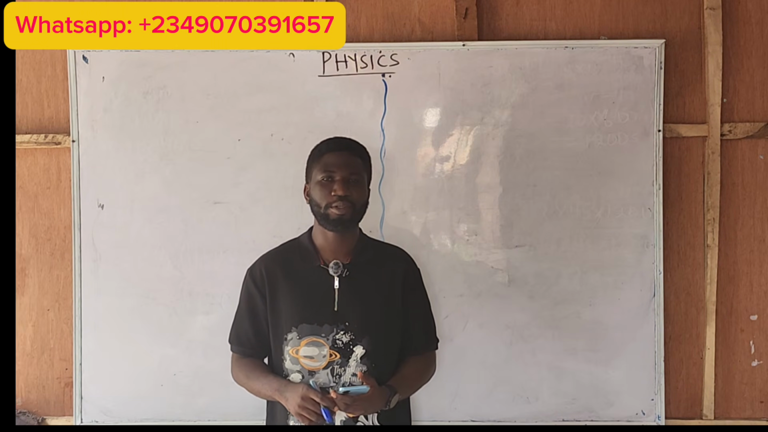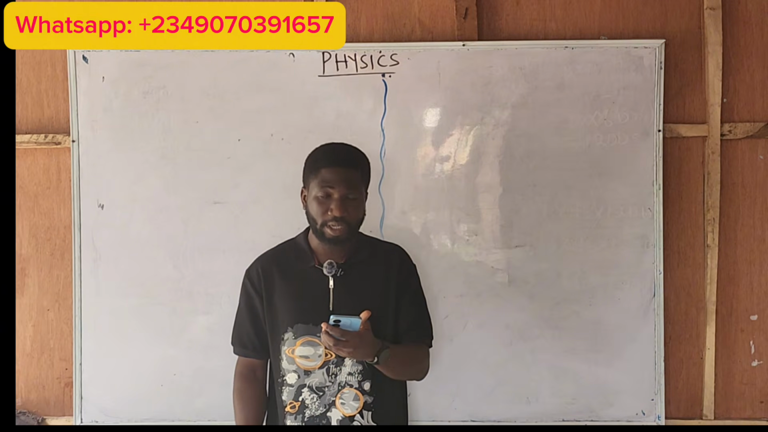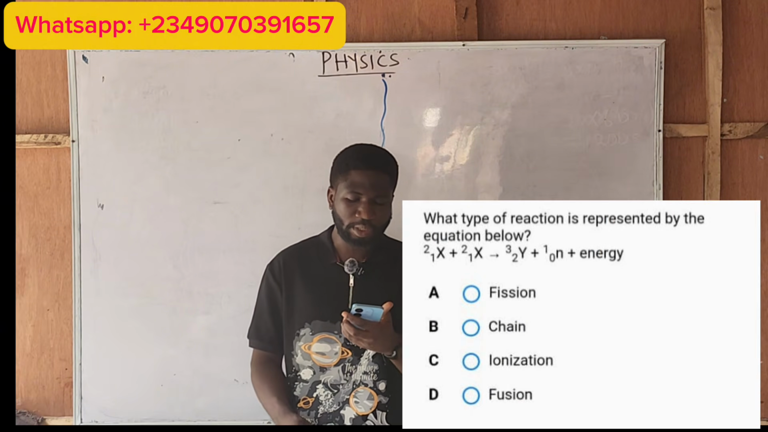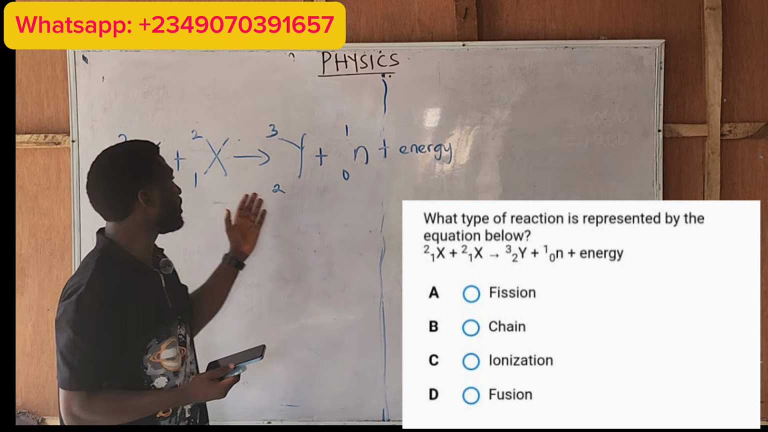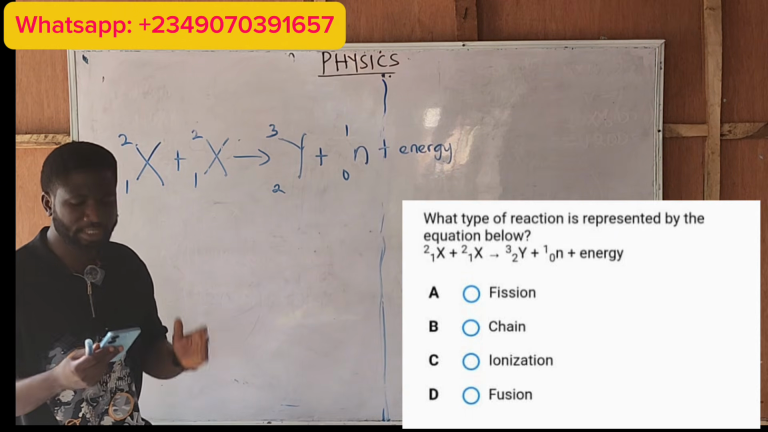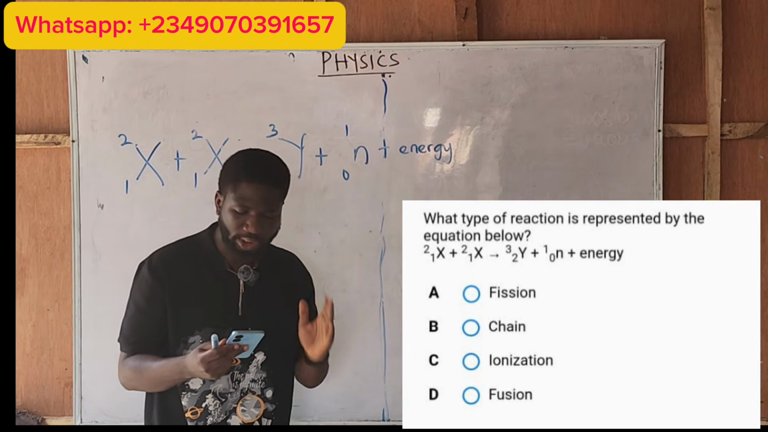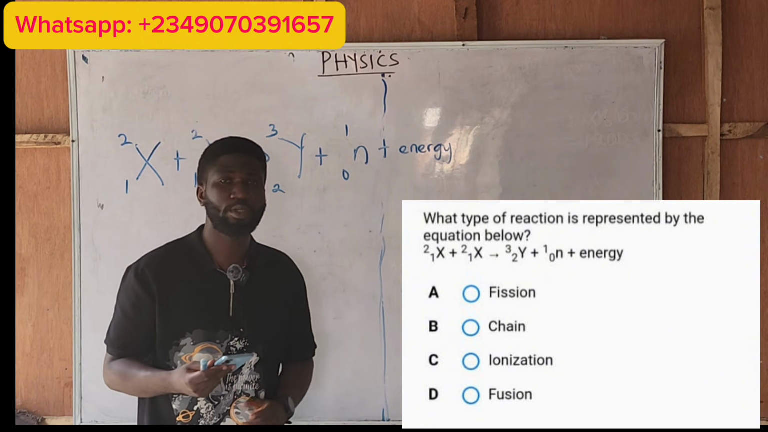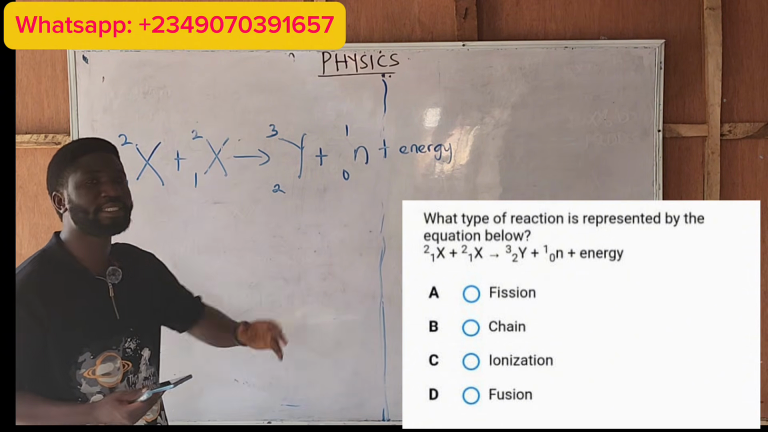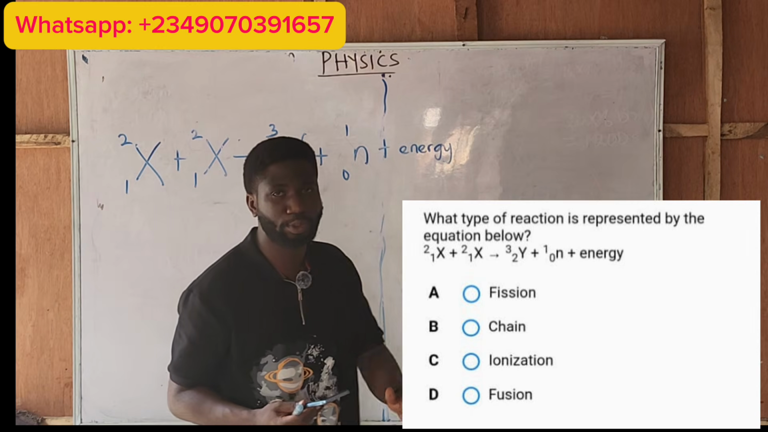All right, thank you. Question 1 says, as you can see on the screen, what type of reaction is represented by the equation below? So here's the equation. Option A says fission, B says chain, C says ionization, and D says fusion. So from what we have here, the right answer is fusion.